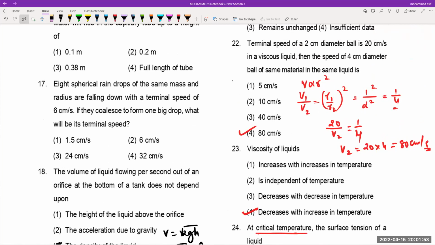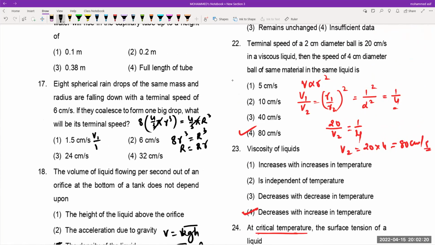8 spherical raindrops of same mass and radius are falling down with a terminal speed of 6 centimeter per second. If they collide to form one bigger drop, what is the terminal speed? कितने drops बेटा? 8 drops. 8 into volume of this one is 4/3 pi r cube is equal to 4/3 pi capital R cube, capital R small r relation. 4/3 will get cancelled, so it is 8 into r cube is equal to capital R cube. Yani capital R is equal to 2 times small r.